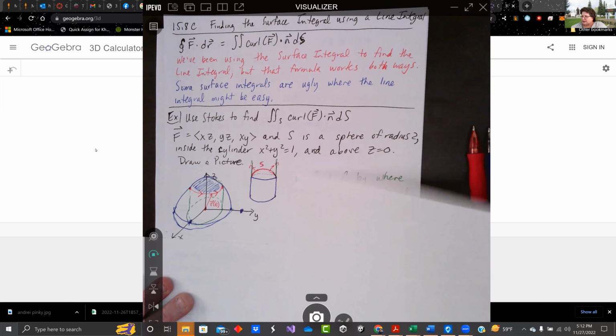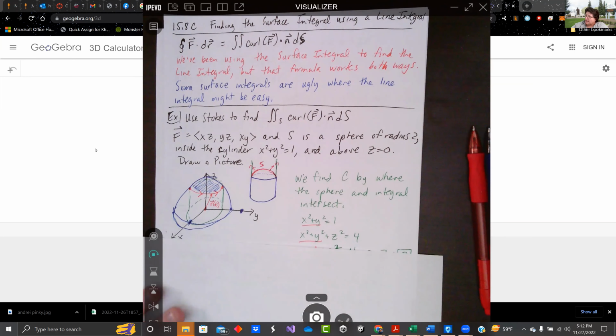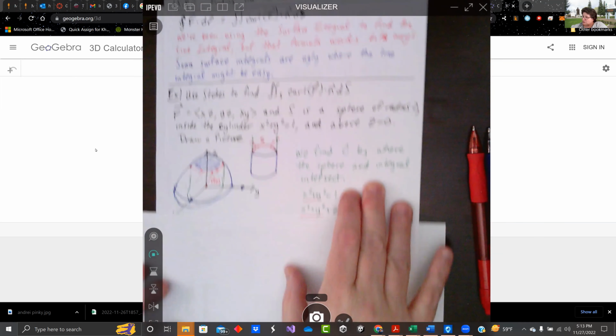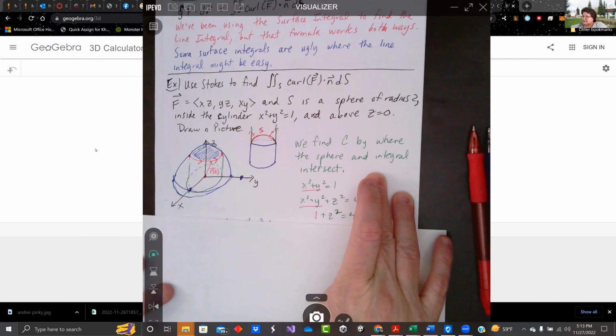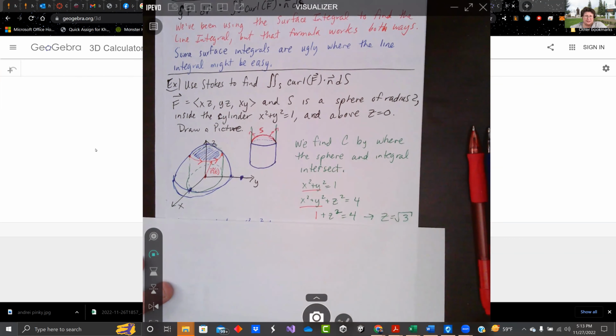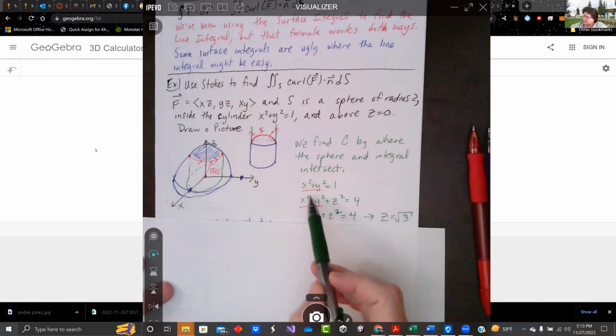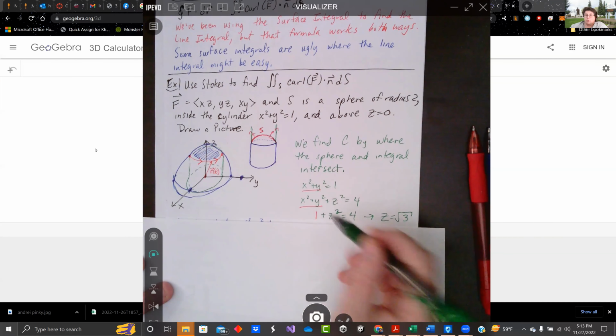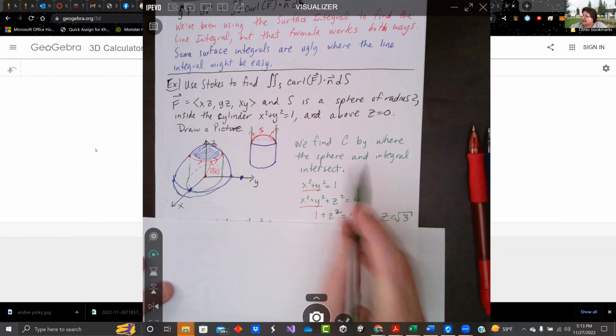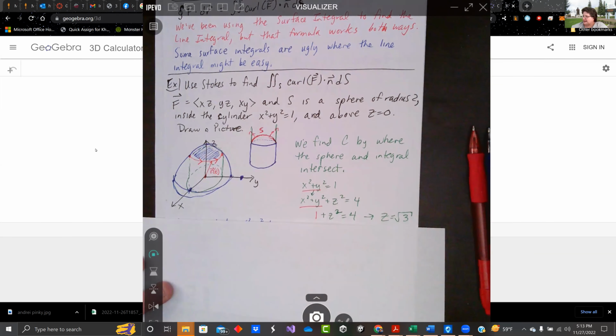So let's take a look at doing the line integral first. We can find the curve C by finding where the sphere and the cylinder intersect. The cylinder was x squared plus y squared equals 1. The sphere is x squared plus y squared plus z squared equals 4, a sphere of radius 2. I took x squared plus y squared, which equals 1 where they meet, and replaced it there. So 1 plus z squared equals 4, so z equals square root of 3.